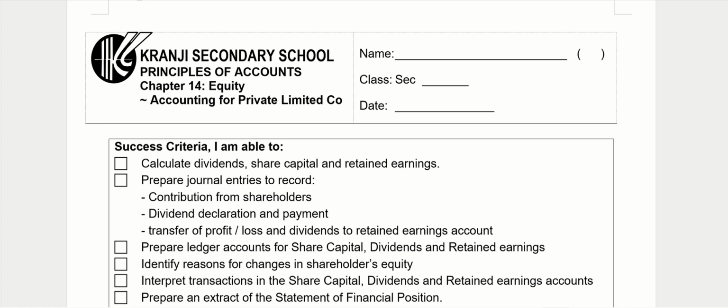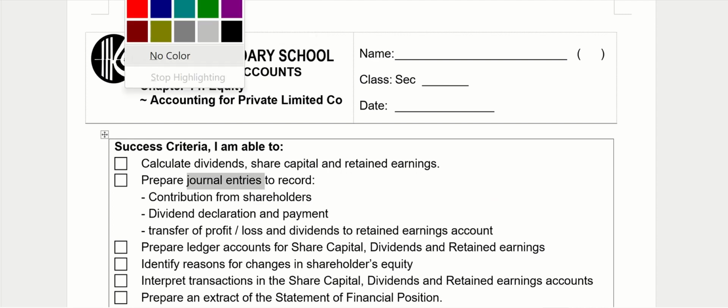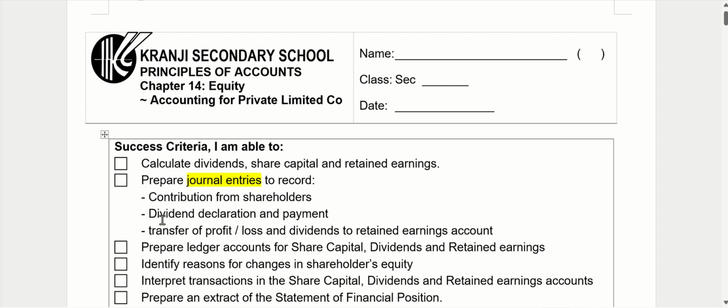Hello everyone, you are here because we are learning how to equity account for a private limited company. In this lesson, you will be able to calculate dividends, share capital, and retained earnings. You will also be able to prepare journal entries to record contribution from shareholders, dividend declaration, and transfer of profit or loss to the retained earnings account. You will also prepare some ledger accounts for share capital, dividends, and retained earnings. All right, so these are the main things that you will be doing in this lesson.